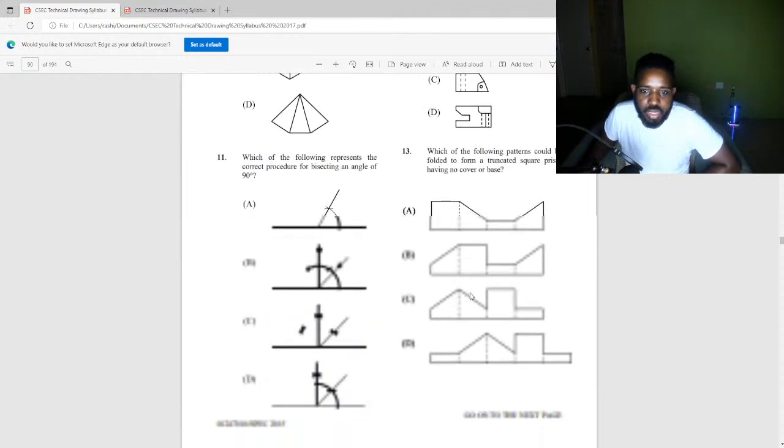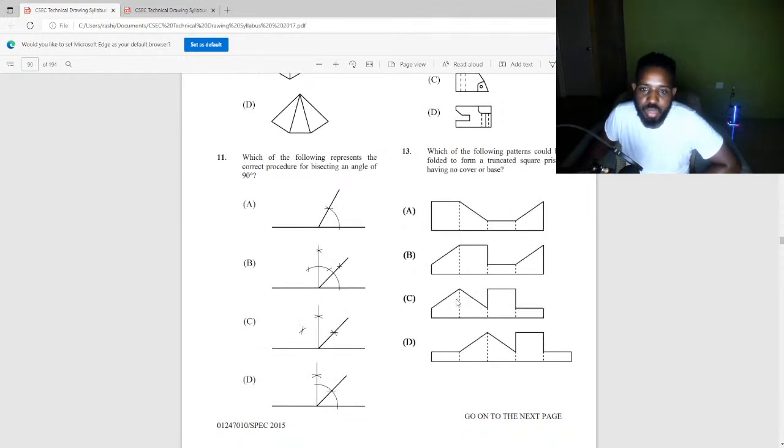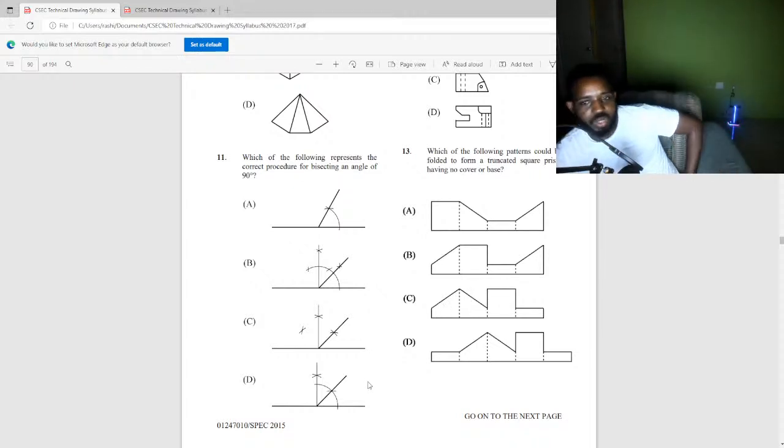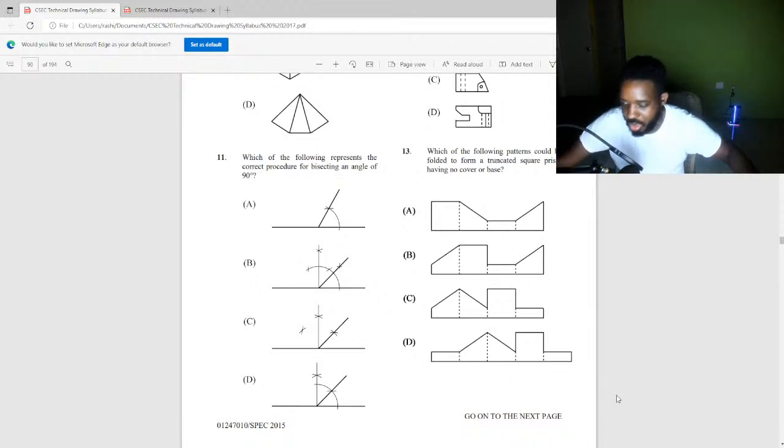All right, number 13. Which of the following patterns could be folded to form a truncated square prism? Any idea which one of these could you fold to get a truncated square prism? Truncated just means that a piece of it is cut off. And square prism means that the base of it is a square. It doesn't have a cover, so just the four sides. Any idea what the answer for this question would be?